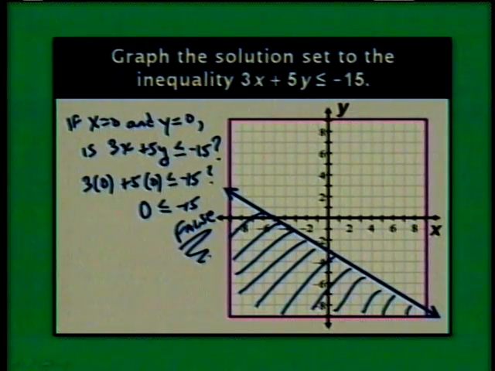That is not true. That's false. No, 0 is not less than or equal to negative 15. (0, 0) is above the line, so the solution set is not the half plane above the line. It's the half plane below the line.